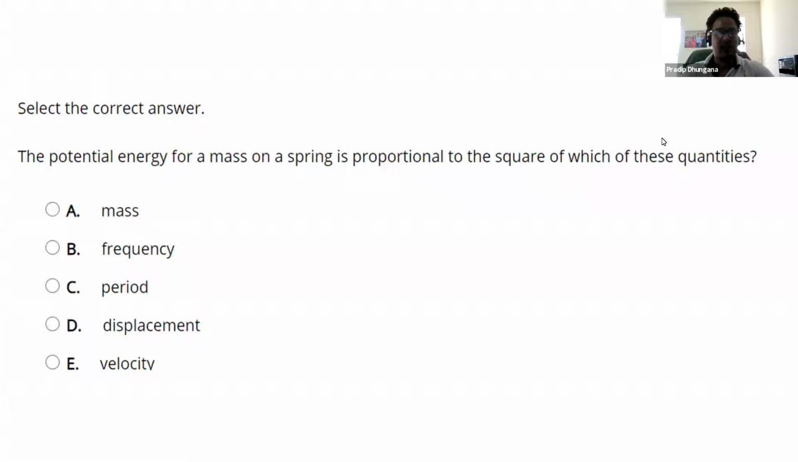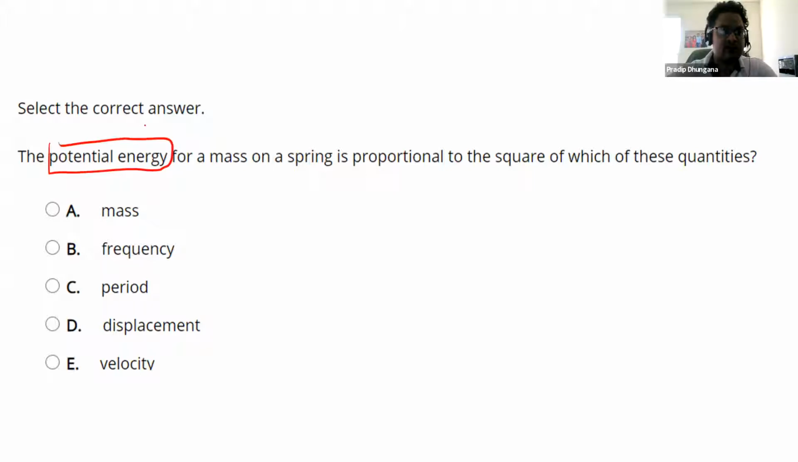For each question, I'll give you some time to think about it, and then you will answer through the poll, and later I'll answer that question, okay? This first question is, the potential energy for a mass on a spring is proportional to the square of which of these quantities? Let me write the formula for potential energy so that you can answer this question.